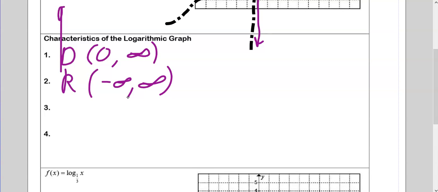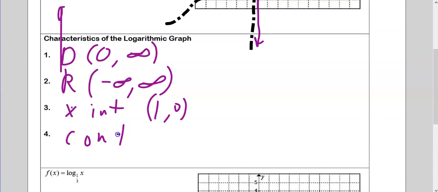Before, I had a y-intercept at (0, 1). Now I'm going to have an x-intercept at (1, 0). Again, everything is just switching back and forth, x and y. The only thing that stays the same is it's still continuous.